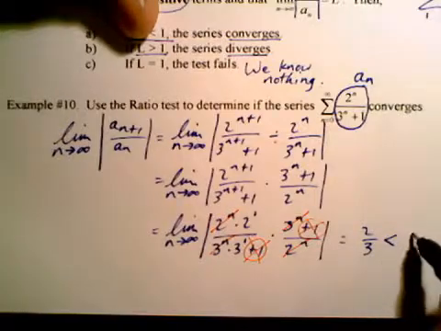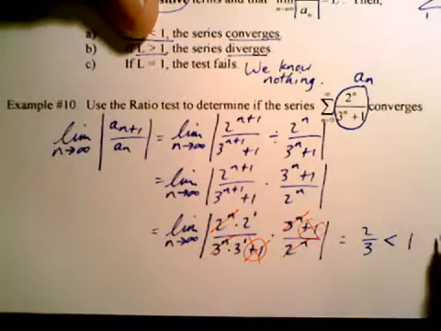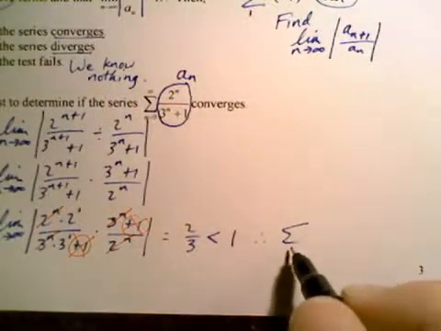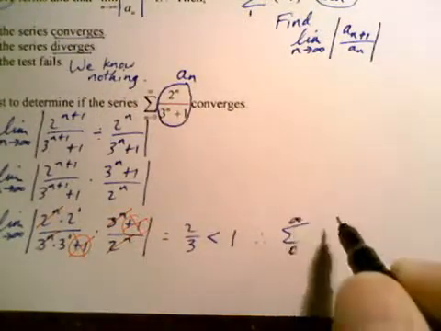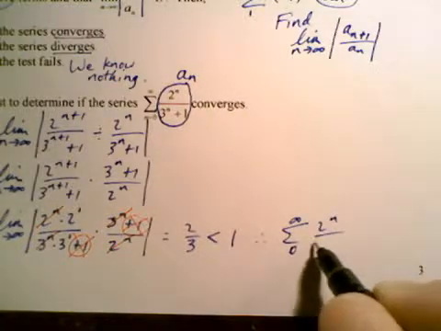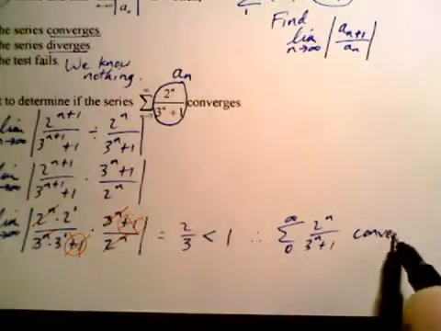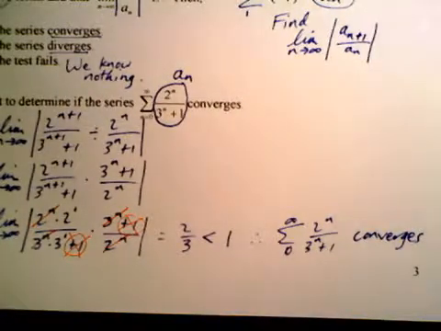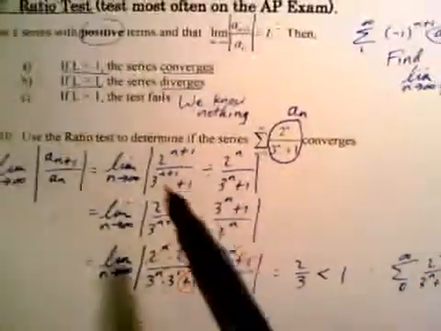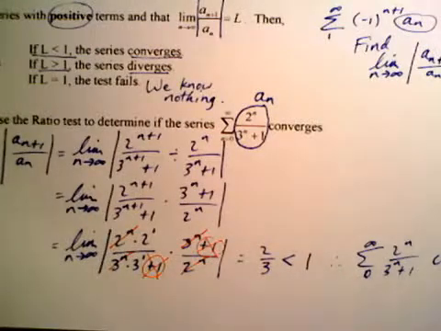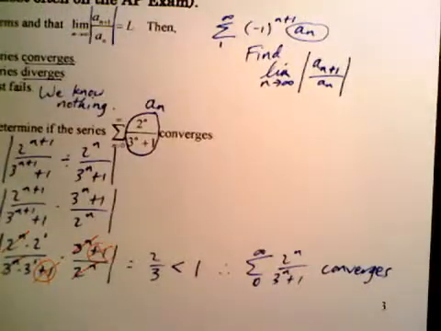Well, obviously 2/3 is less than 1. So therefore, the series converges. We say the sum from 0 to infinity of 2 to the n over 3 to the n plus 1 converges. Alright, so you took the limit of a sub n plus 1 over a sub n. We got a number. The number is less than 1. Therefore, the series converges. And that's it. So I'm going to stop there, and I'm going to probably assign to you guys a couple problems, and then we'll continue with the next video.